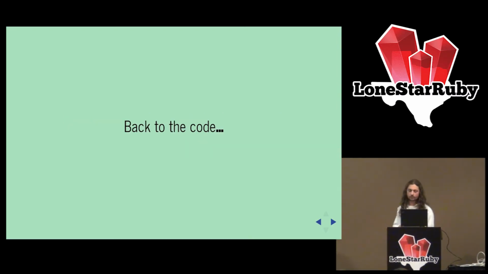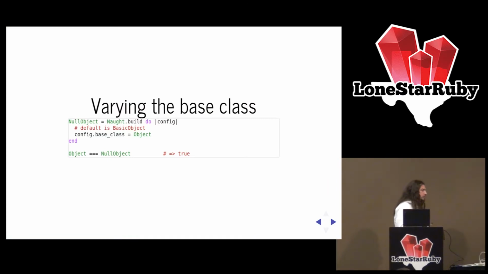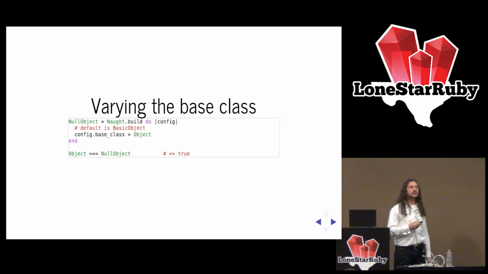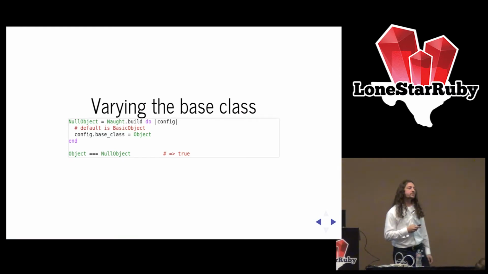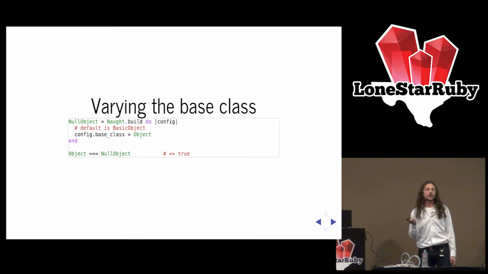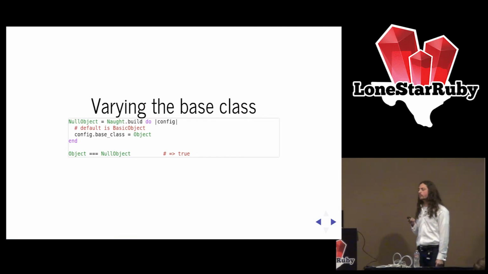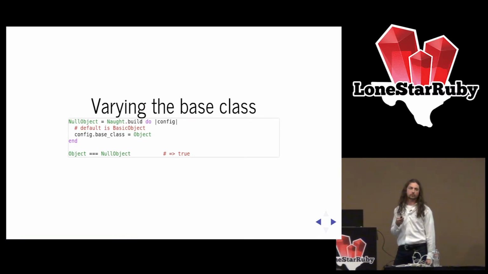Anyway, back to the code. So far, we've been building these null classes on basic object, but I realized I really wanted to enable users of this library to vary the base class. Maybe they want it to be based on object instead of basic object.